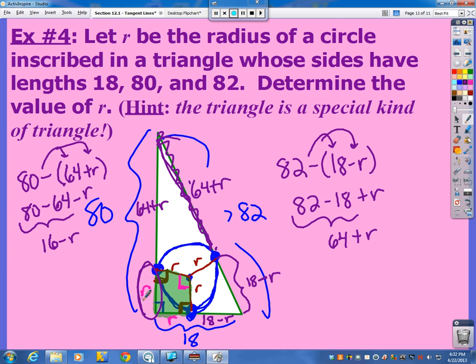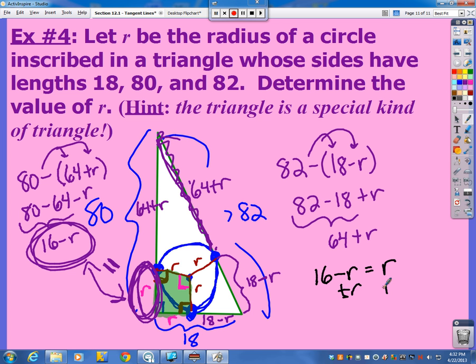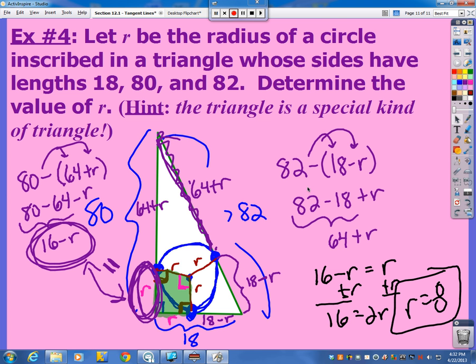So we're really saying that this piece down here, which we've already called r, can also be called 16 minus r, that these two things are equivalent to each other. Therefore, we may set them equal. So 16 minus r is really equal to r. Add the r over. We got 16 equals 2r. Divide by 2. The radius of this bad boy circle that's inscribed in that triangle is 8.